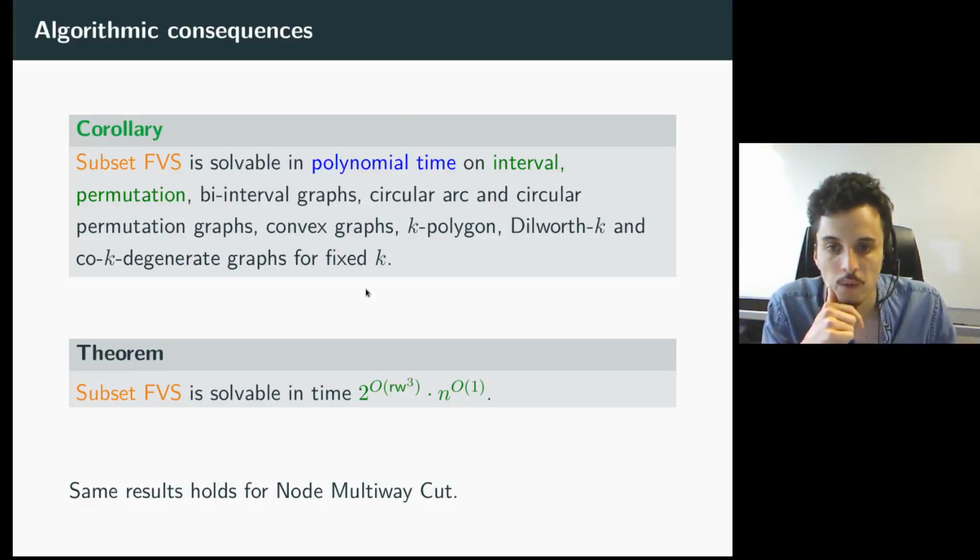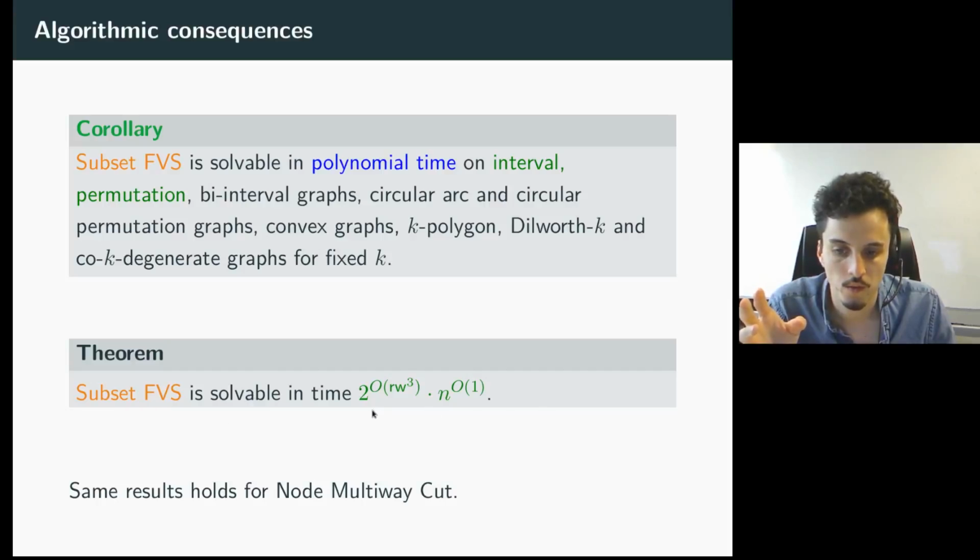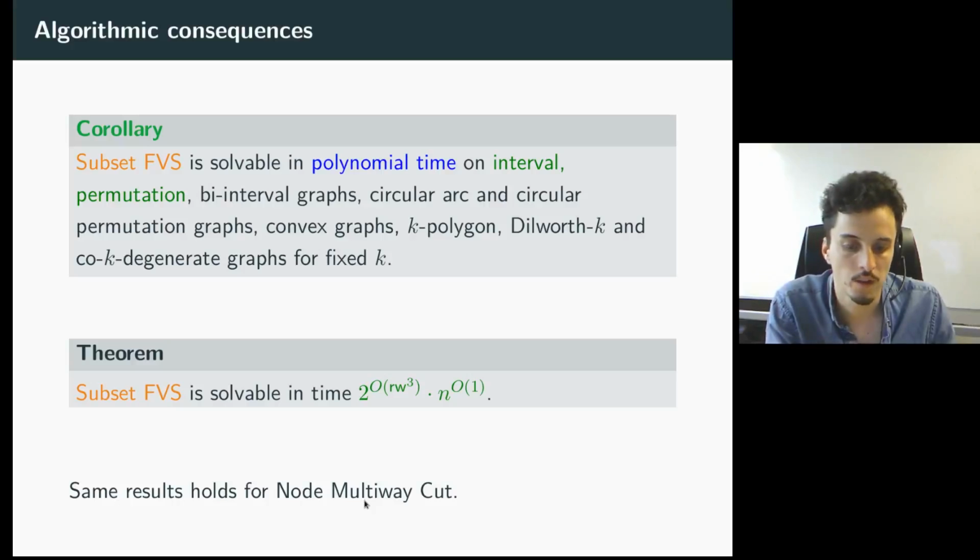And all of these results, so the Mim-width algorithm, the result on the graph classes, and the result on rank width, hold also for a problem called node multiway cut, because we can reduce this problem to subset feedback vertex set with a very simple reduction. I will talk about this problem and this reduction later. So now I will present to you our algorithm for Mim-width and subset feedback vertex set.